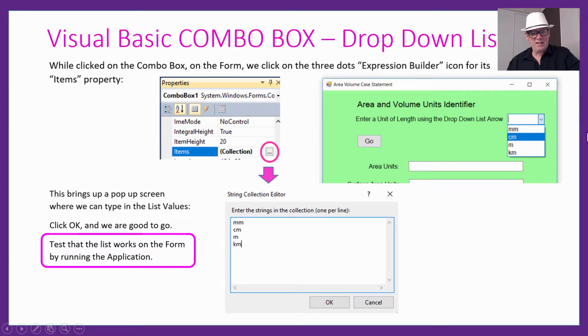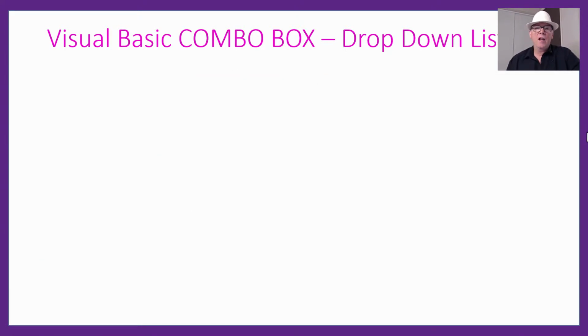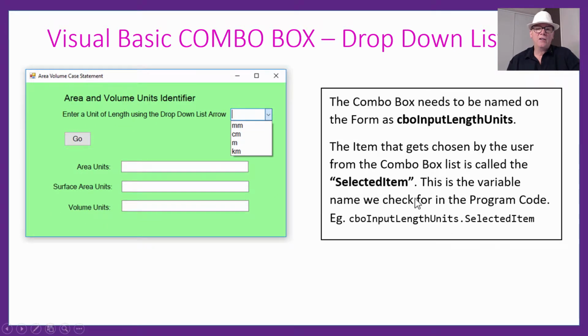So that's that, all right? So the other thing is, how do you tell that they've clicked on centimeters, perhaps, and that's the selection they've made? Well, this combo box had a special Hungarian name, CBO input length units is what we decided to call it. And when they click on that, it changes a property in the combo box, a property or a method, and that one is called the selected item.